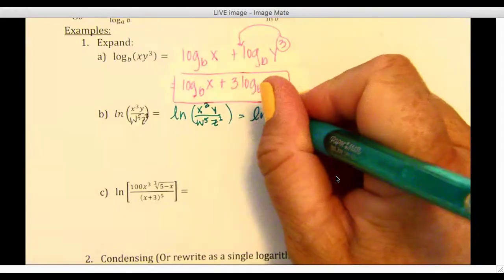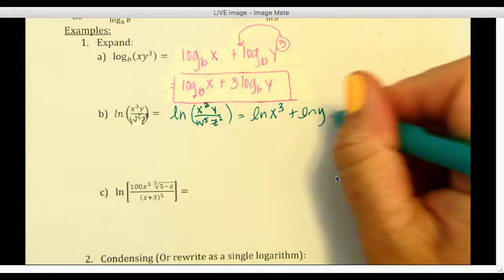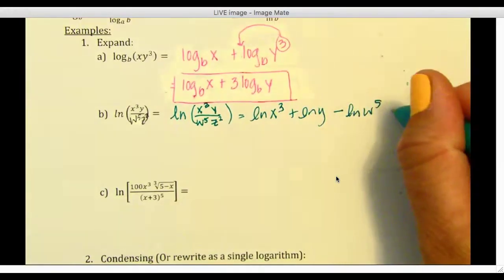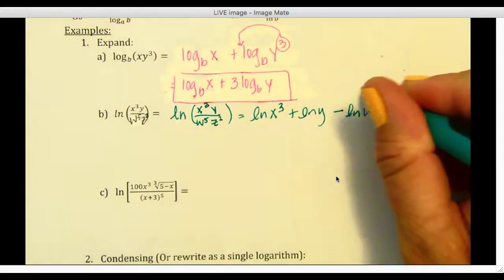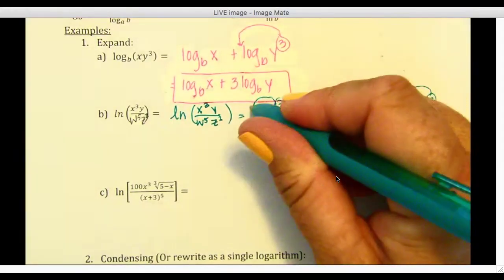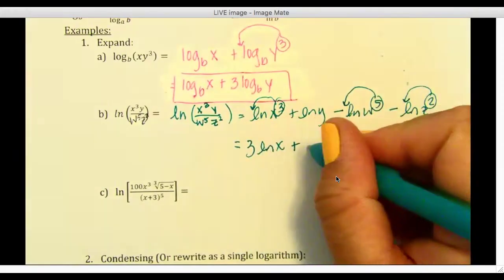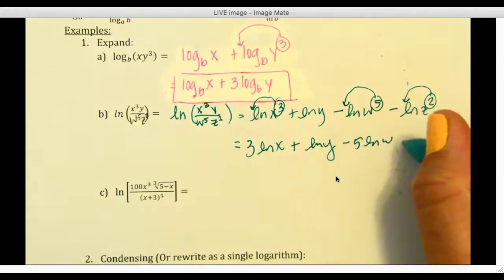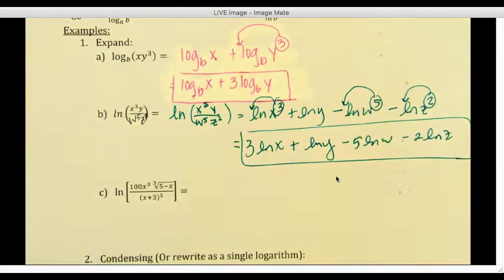Natural log of x cubed plus natural log of y minus natural log of w to the 5th minus natural log of z squared. So now I can move all of my exponents out front. And I have 3 ln of x plus ln of y minus 5 ln of w minus 2 ln of z. Right?